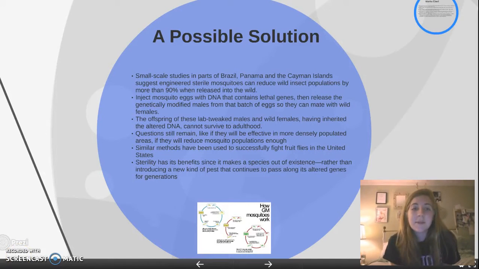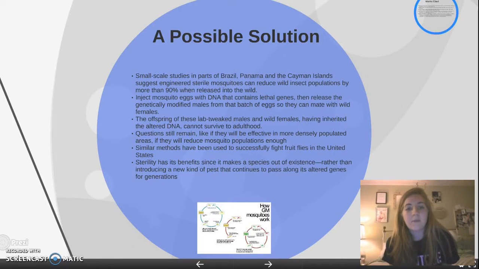So a possible solution has been offered to this Zika outbreak. They are working on a vaccine, but some people think that this won't be sufficient to fight the Zika virus that is causing a lot of microcephaly. Some small studies in Brazil, Panama, and the Cayman Islands have suggested that genetically engineered sterile mosquitoes can reduce the wild insect populations by more than 90% when they're released to the wild.